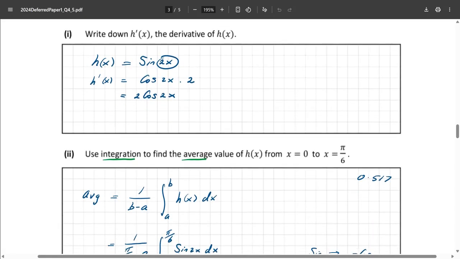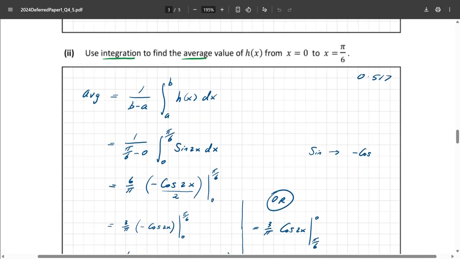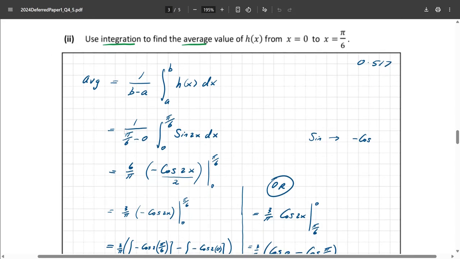Next part, use integration. So there's what I call a trigger word. When you see that trigger word, you know what to do. You integrate. Average is another trigger word in the exam, and we'll see later that means there's a formula for average which you need to learn because it's not in the tables. Okay, so integration to find the average. So here is the formula for average value. Not in the table, so this must be learned off.